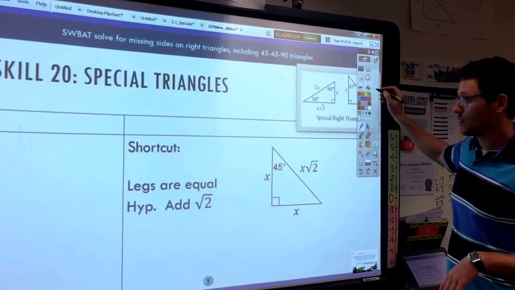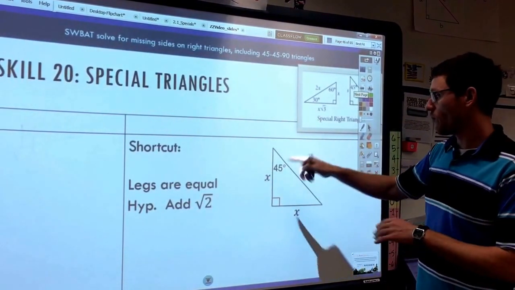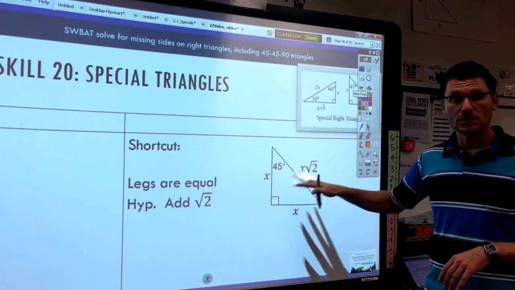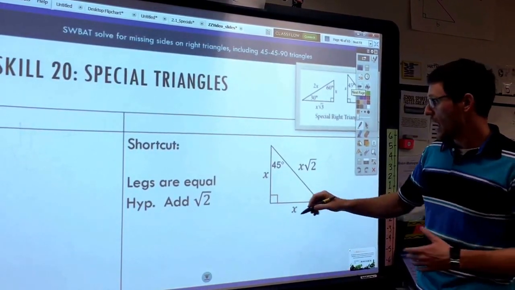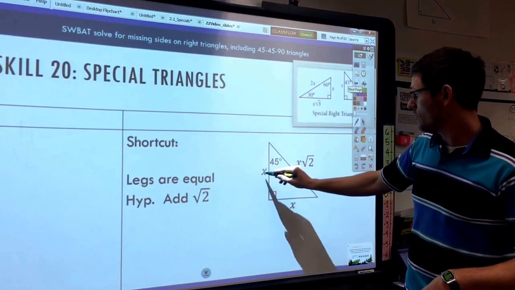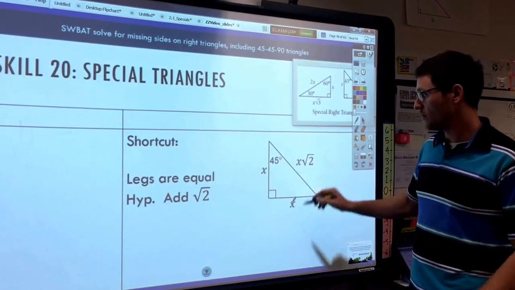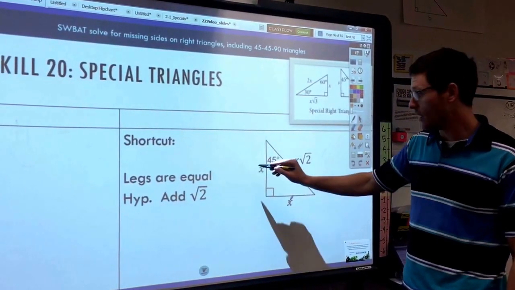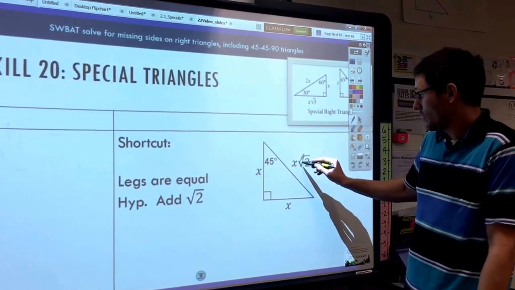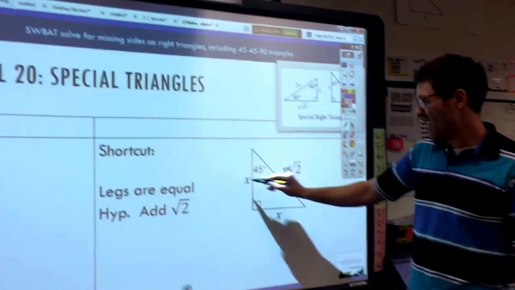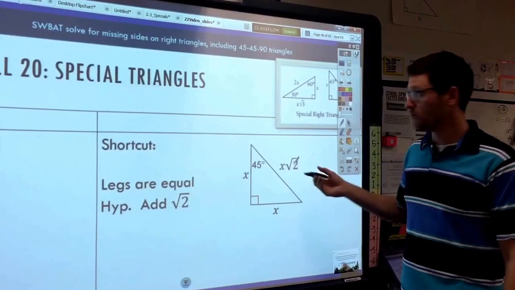So in class, you took these notes with our 45, 45, 90 triangle. This is a special type of right triangle, and it follows a pattern where the two sides are equal, and to find the hypotenuse, you take that number that's represented by the two sides, and you just multiply it by square root 2. So it's the same value here, you just have to add a square root 2.